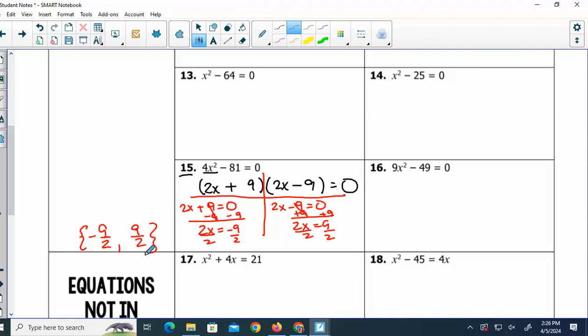So for factoring, we need to check GCF. We need to check difference of squares if the GCF doesn't work. And if they don't work like that, then we're looking at the trinomials. All right, last ones. I just want to look at one at the bottom. Let's do number 21.